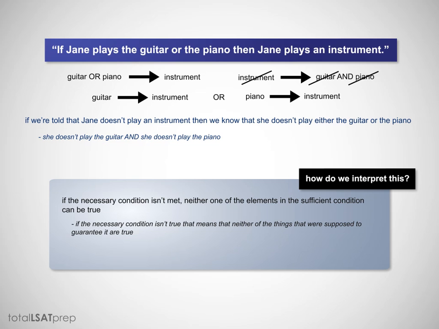If we were to say that she doesn't play the guitar or she doesn't play the piano, that would mean something else. That would mean that she does play one of them. So since both of these were guarantees that she plays an instrument, if we know that she doesn't play an instrument, then neither of the things that guaranteed that she played an instrument could be true.